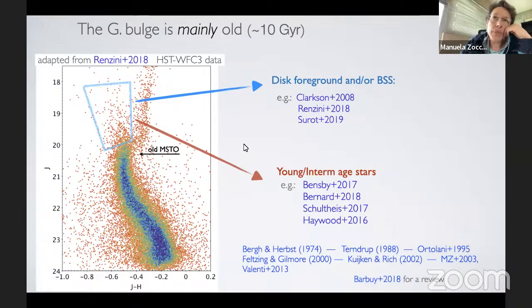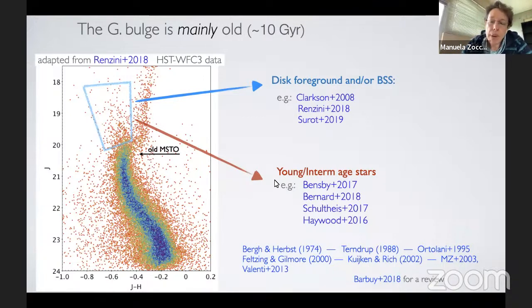So while we all agree that the most populated turn-off is down there, we do not agree whether there is a fraction, anyway relatively minor, of stars that could be young or intermediate age, or there is none. And I quote here a lot of papers just to show that it's highly debated. There is a review by Beatrice Barbuy of a few years ago that could also be read to deepen this topic.